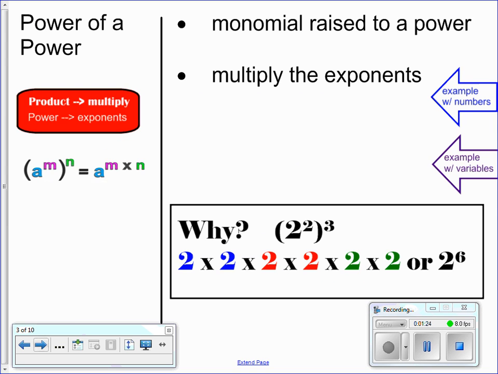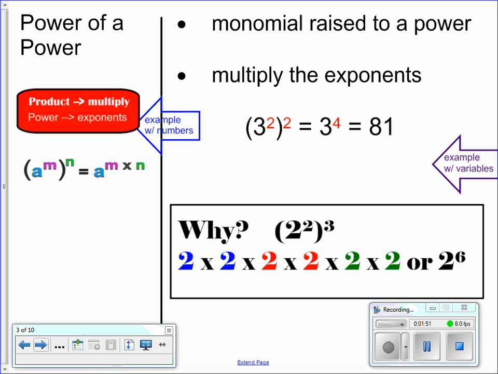So power of a power means we have an exponent raised to an exponent. When this happens, we multiply the exponents. Again, why does this work? So if I take 2 squared to the power of 3, that means 2 times 2 times 2 times 2 times 2 times 2. And if I write that as an exponent, it would be 2 to the power of 6.